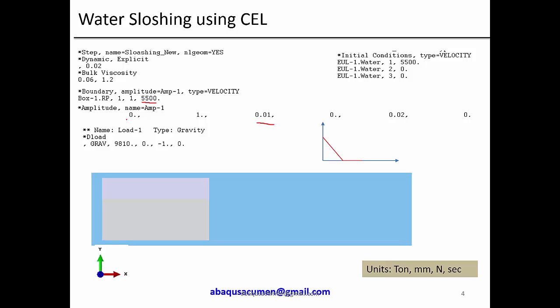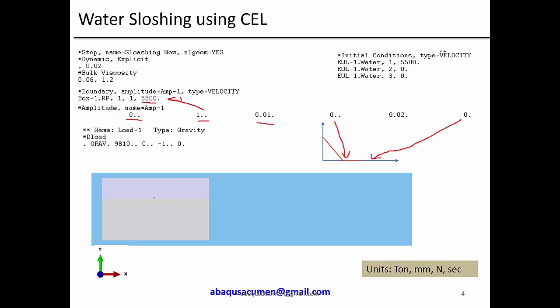So at time 0 we have the full amplitude of 550, and then at 0.01 we are going to bring it to 0, and then for 0.2 we are going to keep it 0. So this is the triangular profile. We are going to give a deceleration, and then keep it 0. So there will be a sudden deceleration, and after that we keep it 0.